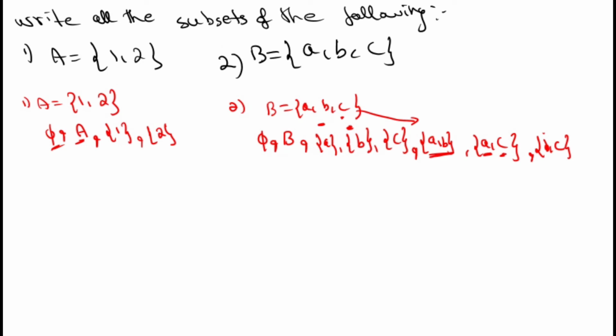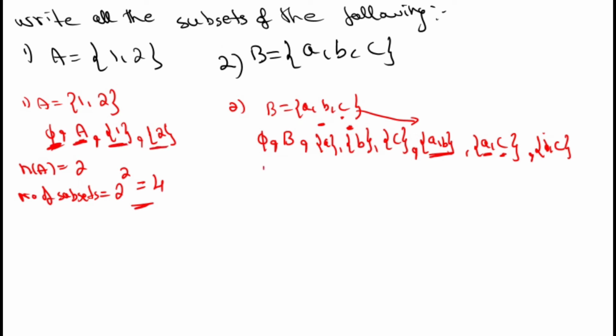Why? Because see, in the first example, n(A) is equal to 2, right? The number of elements in set A is equal to 2. Then the number of subsets is equal to 2 to the power how much? 2. 2 to the power 2 is equal to 4. Check. 1, 2, 3, 4.